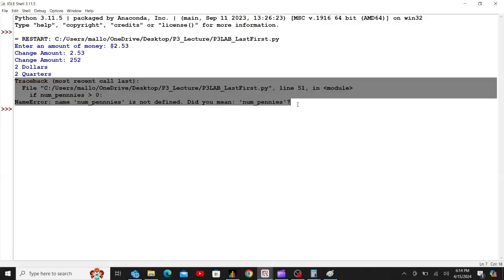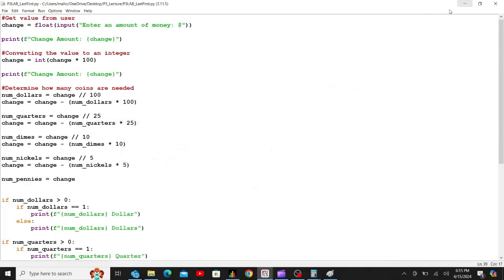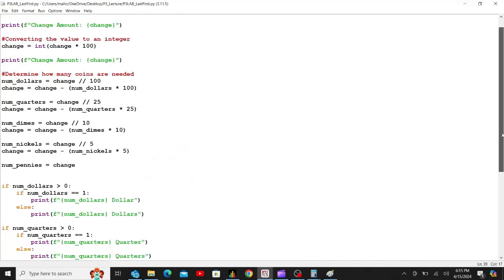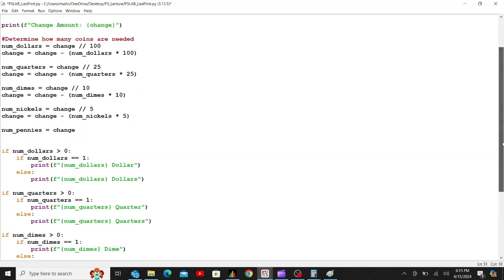Also, I do have a syntax error here, and let's see what it's telling me. It's telling me to look at line 51, and it's saying, hey, this is the line of code that has the problem. And the problem is that num pennies, like this, is not defined, meaning I don't have a variable named this anywhere in my code. Perhaps I meant this instead. And I believe it is right. I believe I just misspelled the word pennies down here. And if you look in here, I have one too many n's. Let me take one of those out. That should solve that problem.